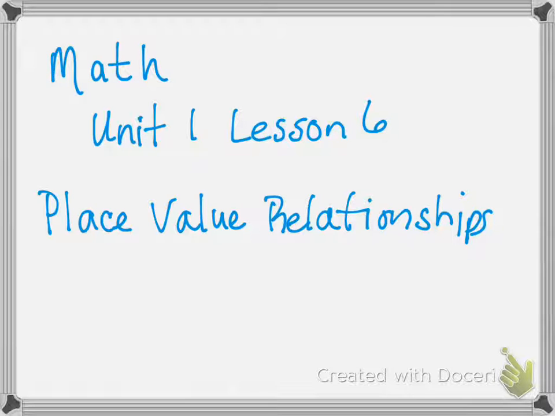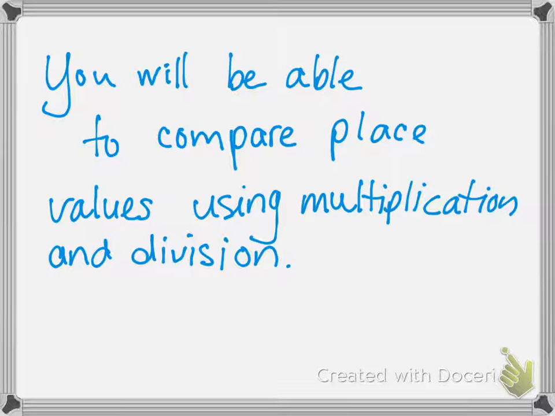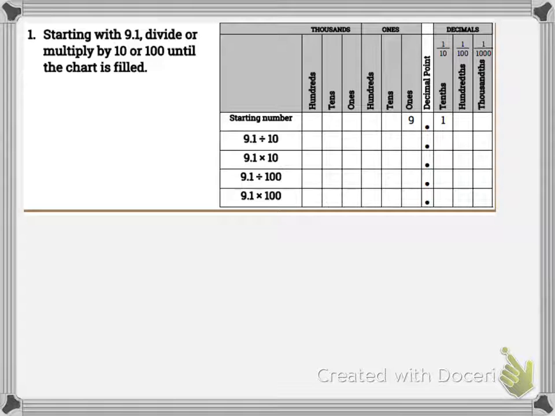This is a tutorial for Math Lesson Unit 1, Lesson 6, Place Value Relationships. In this lesson, you will be able to compare place values using multiplication and division. So let's take a look at this first one. Starting with 9 and 1/10, divide or multiply by 10 or 100 until the chart is filled.